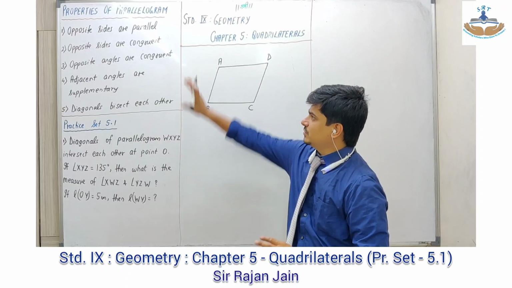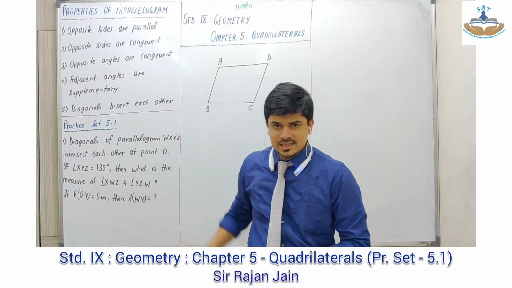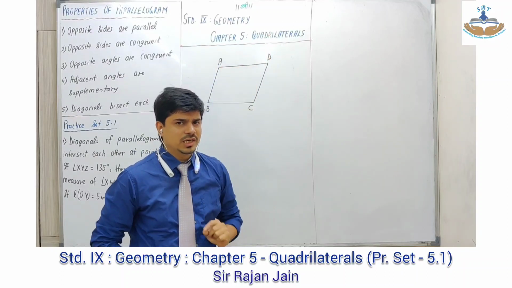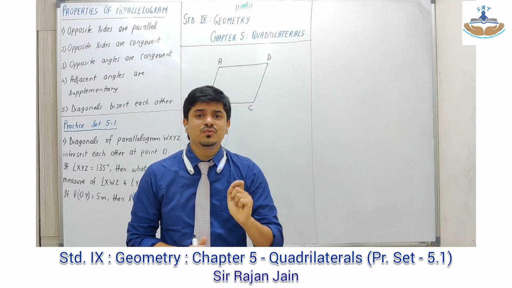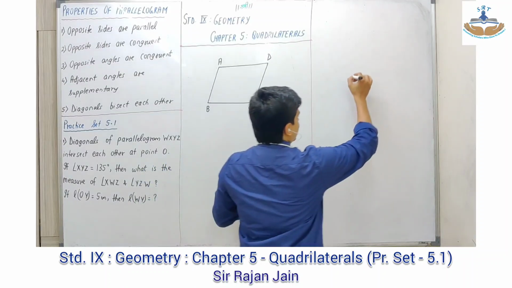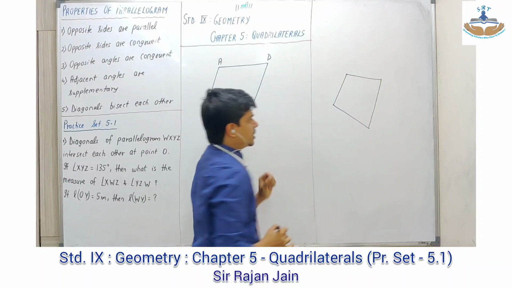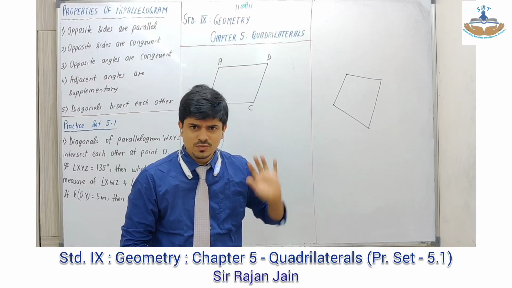Chalo, now let's start with chapter number 5, quadrilaterals in geometry. Now before I go to the exercise, first let us try to understand what we mean by the word quadrilateral. Everyone should know a quadrilateral is nothing but a four-sided closed figure. Look here, this is nothing but a quadrilateral. Any general quadrilateral, a four-sided closed figure.